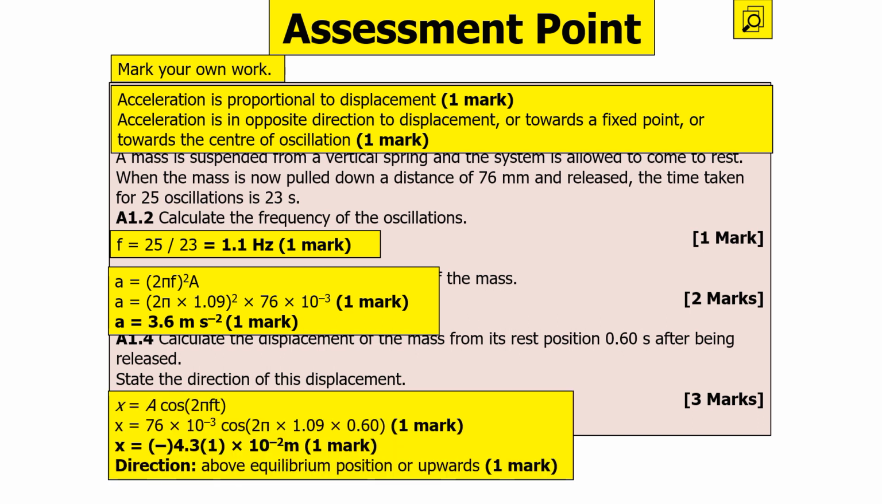Displacement from the equation sheet is a cos omega t, or 2 pi f t. Pop in all the values. Remember, millimeters turns to meters. Pop in the values, and it's 4.3 times 10 to the minus 2 meters towards the equilibrium position.